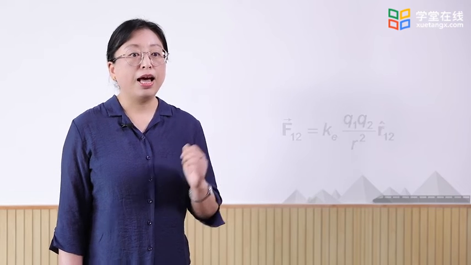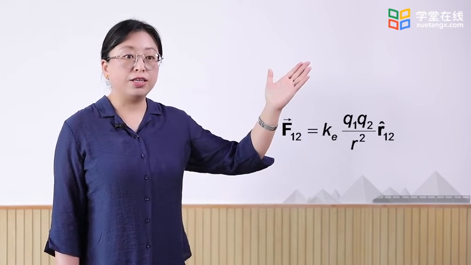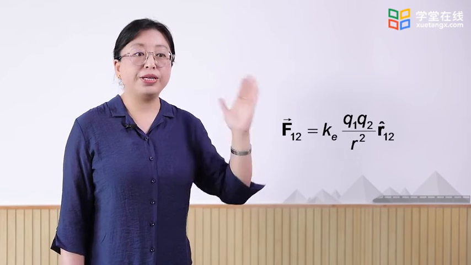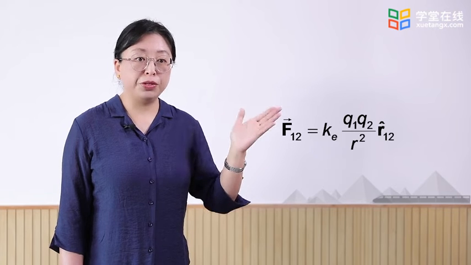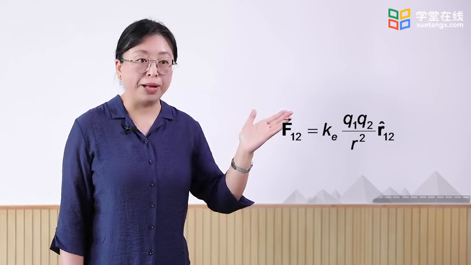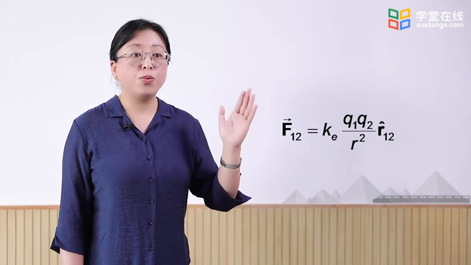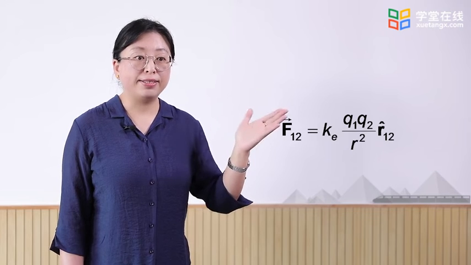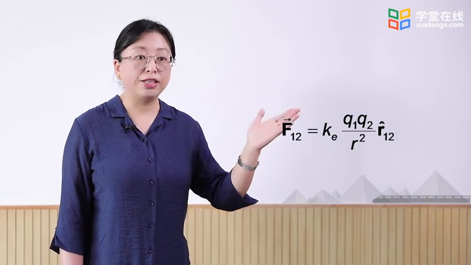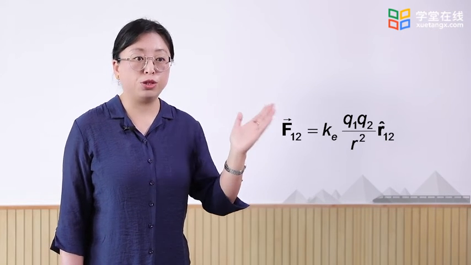When applying Coulomb's law to solve a problem, please don't forget that a force is a vector quantity. You have to find both the magnitude and the direction of the force. In this equation, the vector F12 represents the force on Q2 exerted by the charge Q1. R12 hat represents a unit vector directed from Q1 towards Q2.